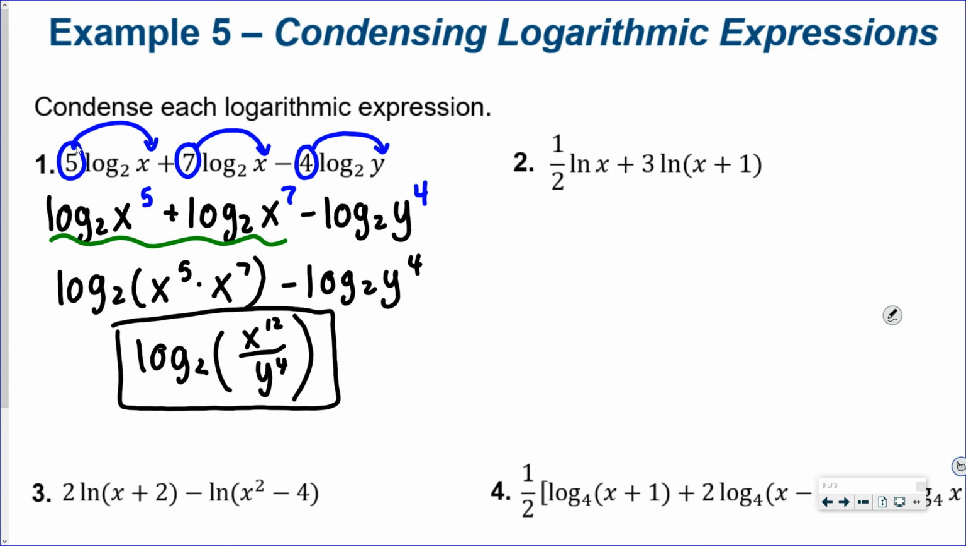You should check if there's simplifying you can do, such as x to the 5th times x to the 7th. If I ended up having like x to the 12th over x squared, I should simplify that to x to the 10th. Okay, so if there is simplifying you can do, you should do that.